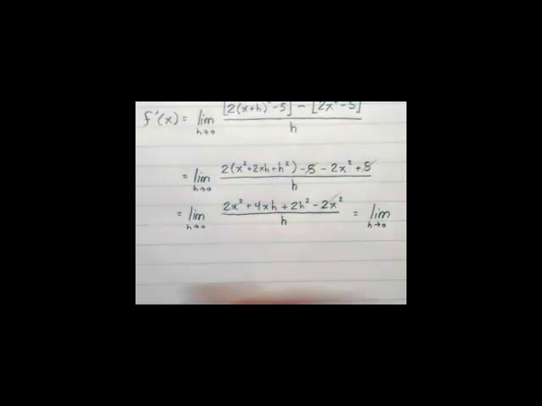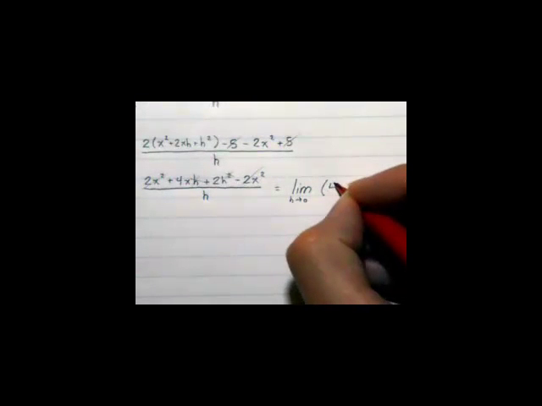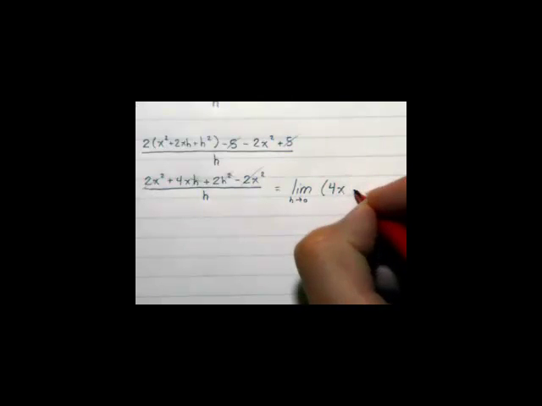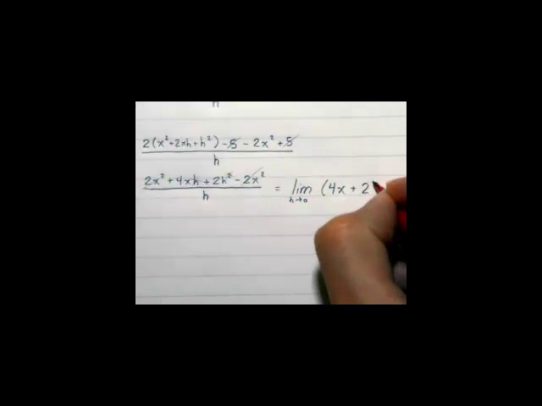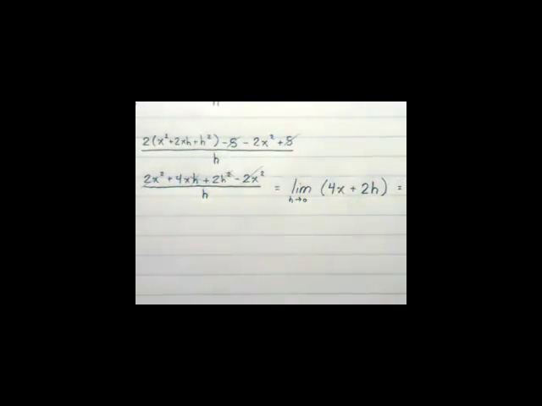let's see what I got. So this h will be gone, and then the square on that h will be gone. So it'll be the limit as h goes to 0 of 4x plus 2h. Everybody follow me there? Did a couple things at once there. And then what is my answer? Because I can plug the 0 in now for h. 4x.